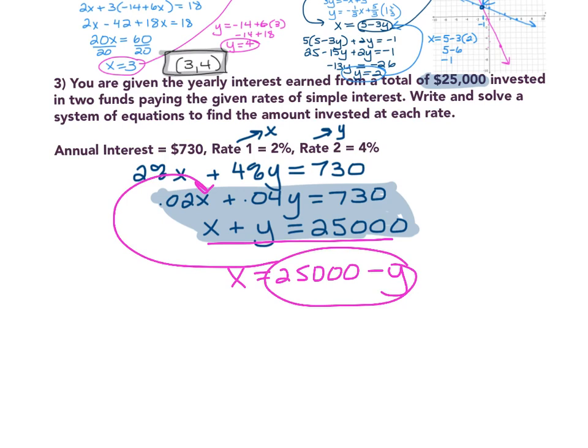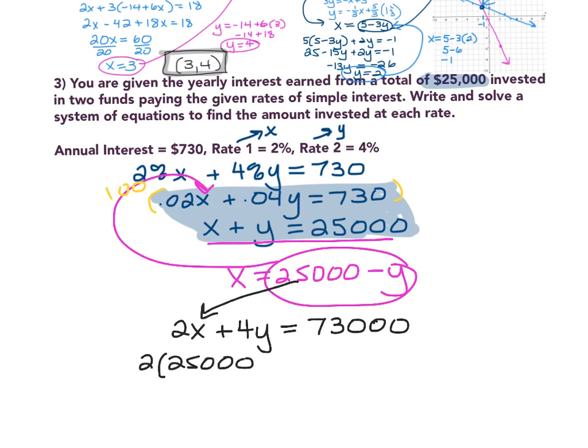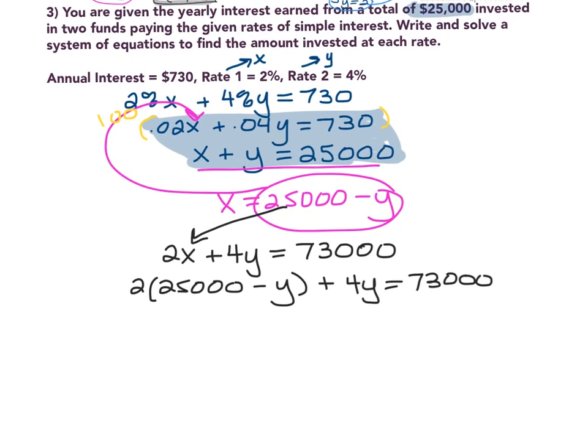But before I do that, I would probably choose to get rid of these decimals by multiplying by 100. So that's going to be 2x plus 4y equals 730, and add on your extra zero, so 73,000. Now take and plug this in. So 2 times (25,000 minus y) plus 4y equals 73,000. Distribute the 2, so that would be 50,000 minus 2y plus 4y equals 73,000.